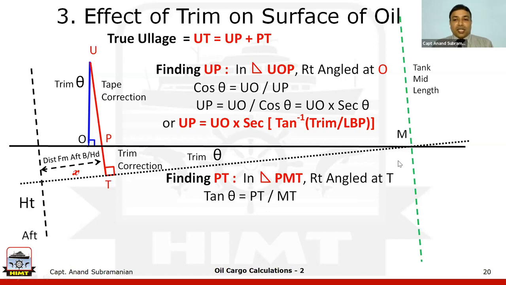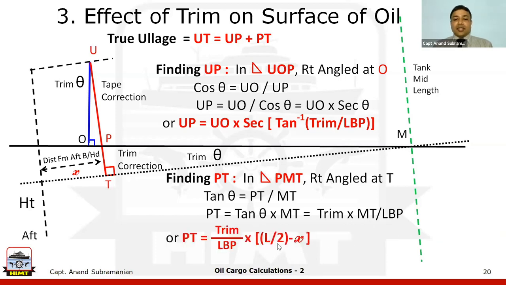Now, if I want to find out MT, we take length by 2 minus this value x. X is the distance from the aft bulkhead. So this value is also known to us. The length of the tank is given to us in the numerical. X value is also given in the numerical. So by doing L by 2 minus x, we find the value for MT. Now, instead of tan theta, we put trim by LBP into MT. So PT is equal to trim by LBP into MT. MT is also known, that is L by 2 minus x. So the value for PT can be found using this simple calculation.